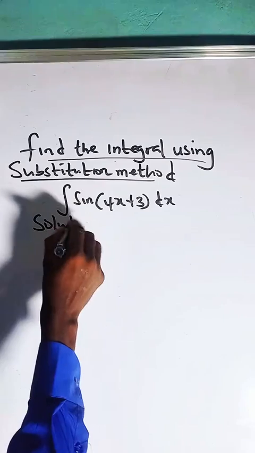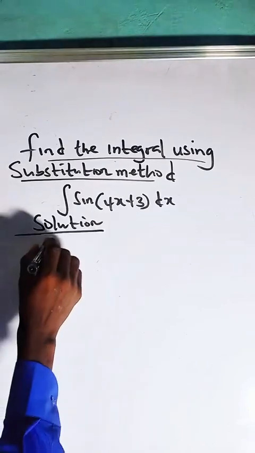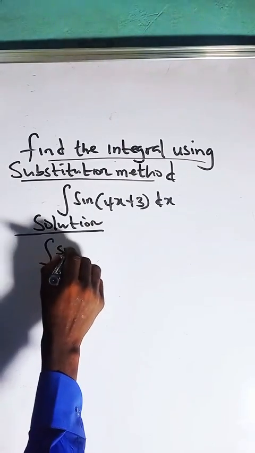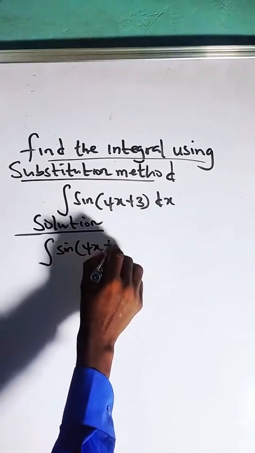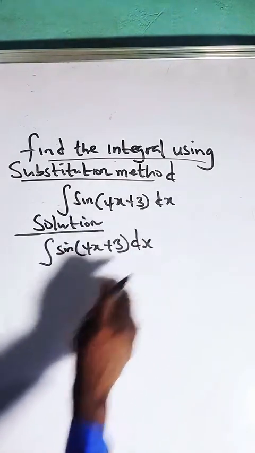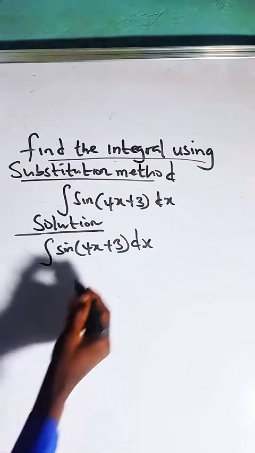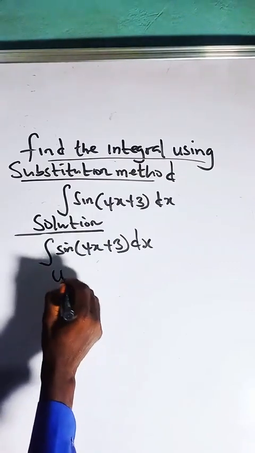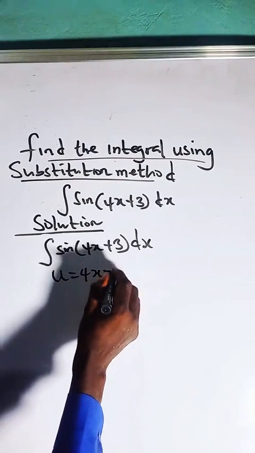Solution. For the integral of sin(4x + 3) dx, the first thing we do is represent this with u. So let us say u = 4x + 3.